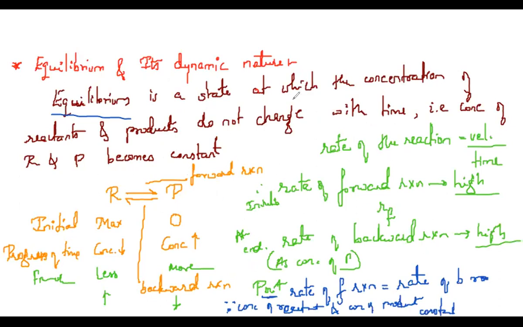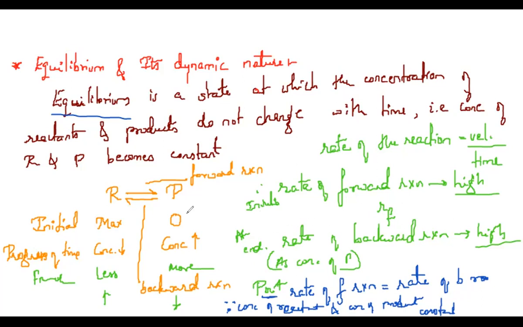If reactants are getting converted to product, we call it the forward reaction. Products getting converted back to reactants is the backward reaction. In the beginning, since reactant concentration is maximum, the rate of forward reaction is very high, and since product concentration is zero, the backward reaction is zero. As time progresses, reactant concentration decreases and product concentration increases. Therefore, the rate of forward reaction decreases and the rate of backward reaction increases.